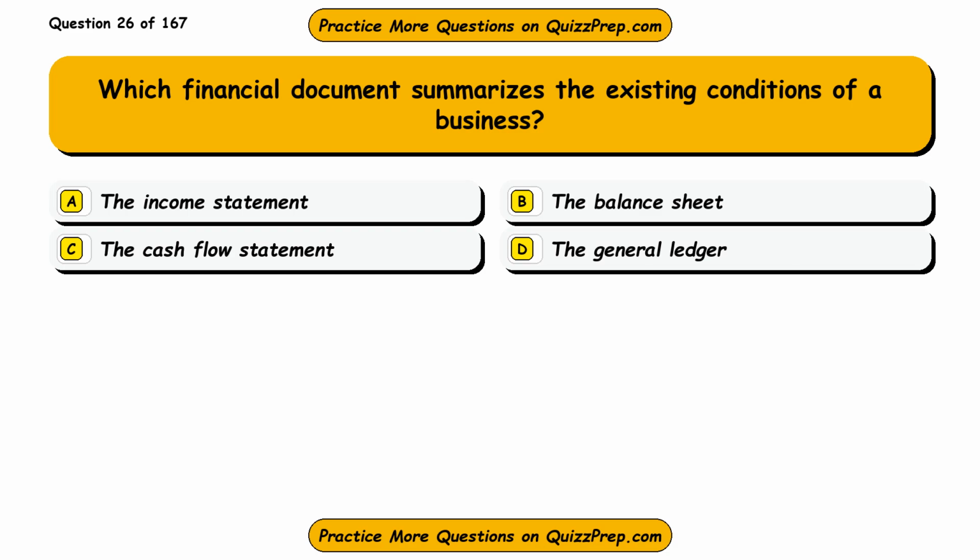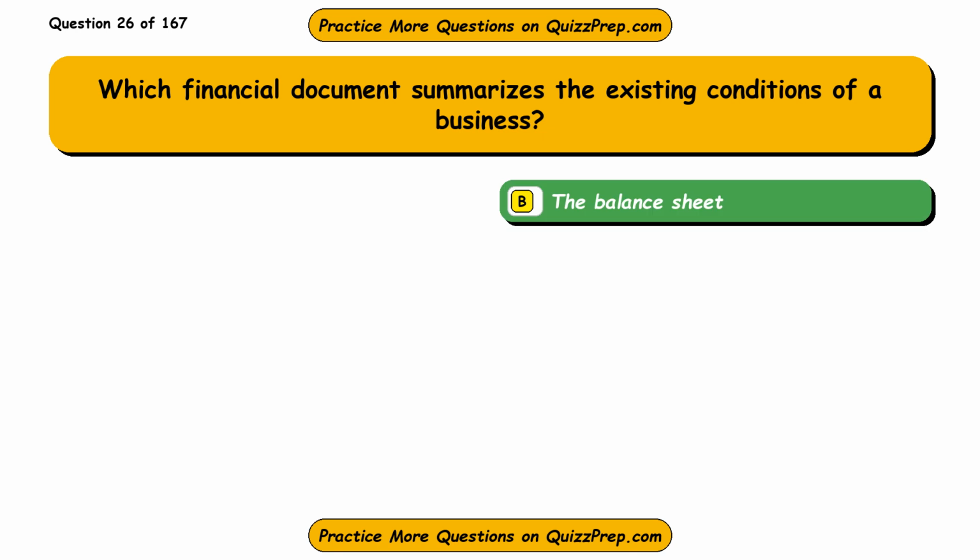Question 26. Which financial document summarizes the existing conditions of a business? Option A, the income statement. Option B, the balance sheet. Option C, the cash flow statement. Option D, the general ledger. The correct answer is option B, the balance sheet.